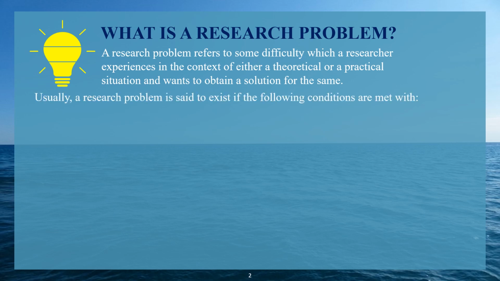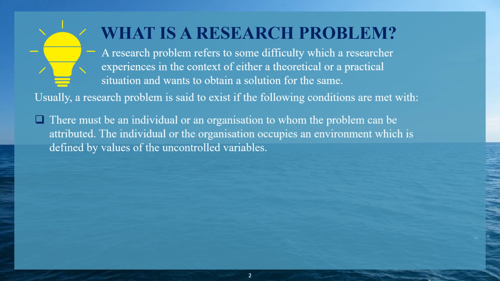Usually, a research problem is said to exist if the following conditions are met with. First condition is there must be an individual or an organization to whom the problem can be attributed. The individual or the organization occupies an environment which is defined by values of the uncontrolled variables.